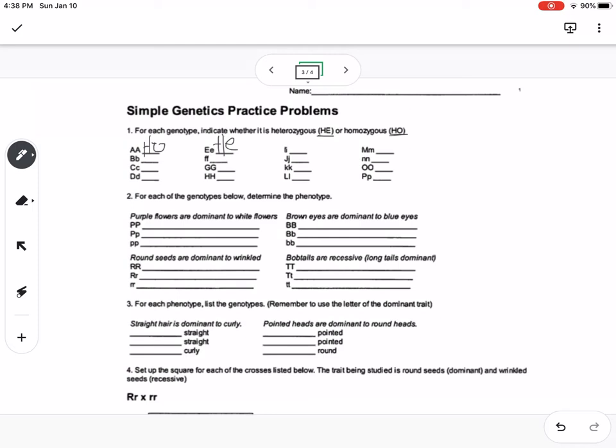I think it's big L, little l, or big I, little i. So I'm going to say that's heterozygous. Big M, little m, heterozygous. Let's see, let's do a small lowercase. Little k, lowercase would be homozygous. I'll let you guys fill in the rest.